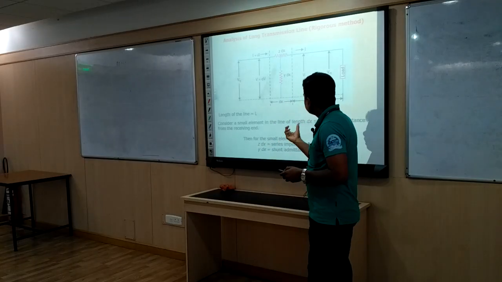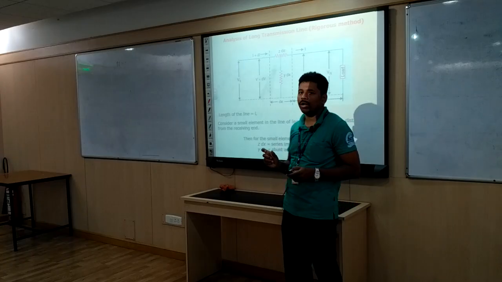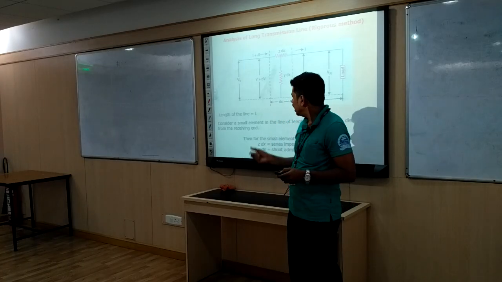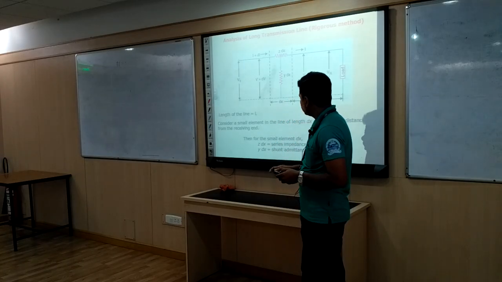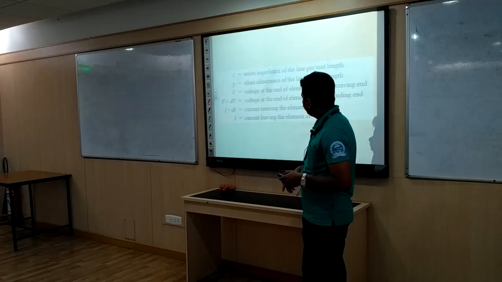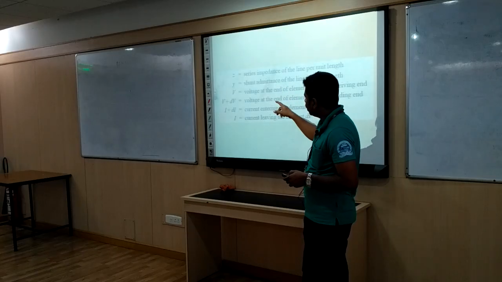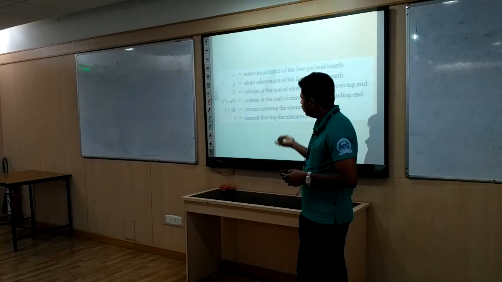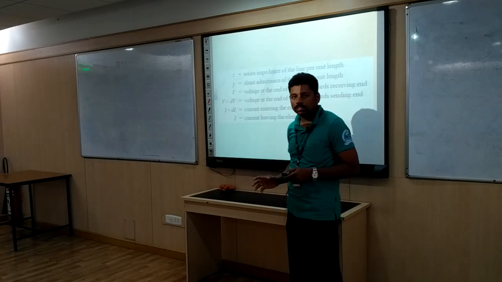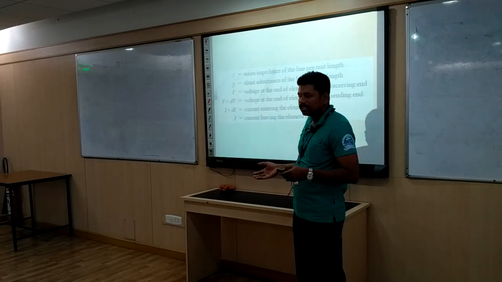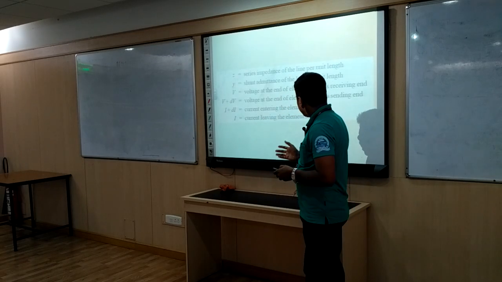And the drop in the section is what? dI is the current drop, and dV is the corresponding voltage drop in the system. We are assuming this. Z and Y are the series impedance and shunt admittance. V plus dV is the voltage at the front of the section, and I plus dI is the current entering. I is the current leaving the element.